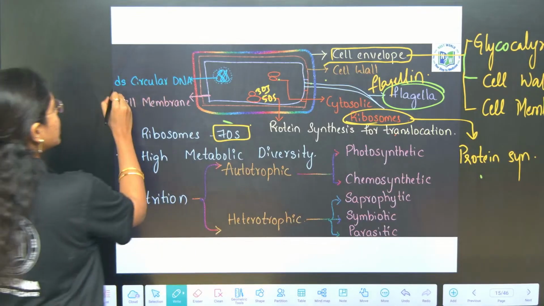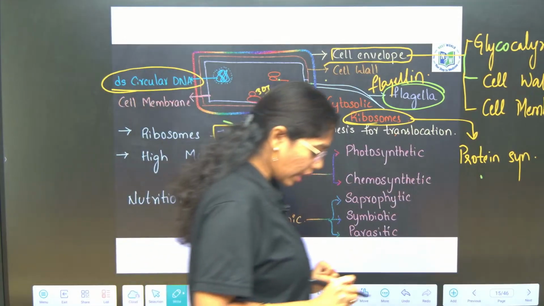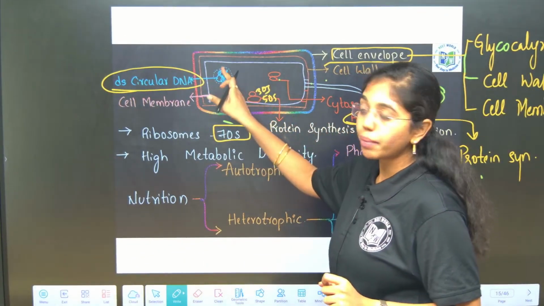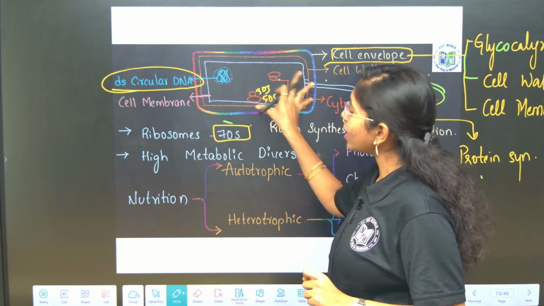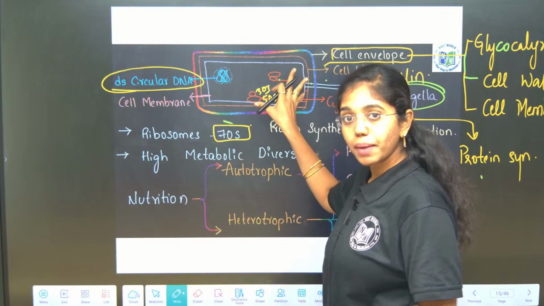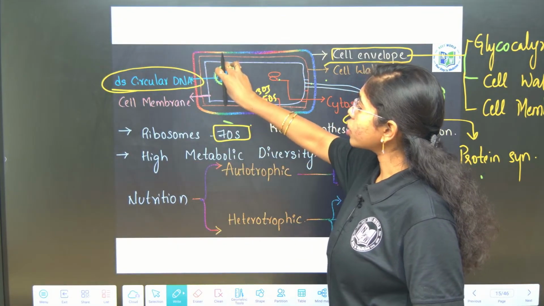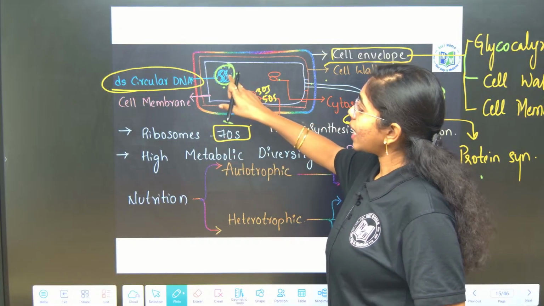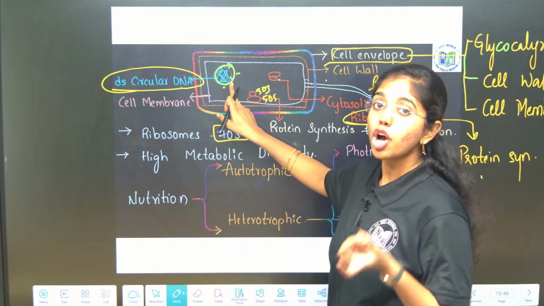Next, double stranded circular DNA. Double stranded circular DNA is not completely covered by the nuclear membrane. At the same time, the circular DNA is not scattered in the entire cytoplasm as well. This is placed at a particular location. That is why it is called an incipient nucleus or nucleoid. This has double stranded circular DNA, RNA and polyamines.